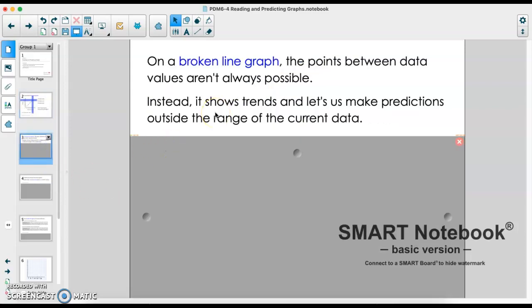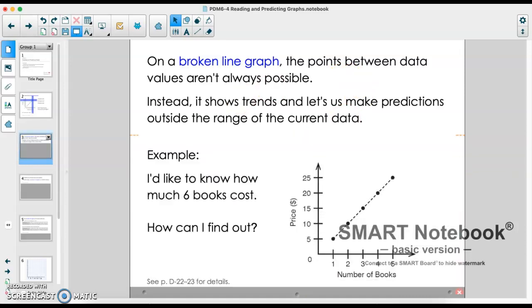Now, on a broken line graph, the points between data values aren't always possible. In other words, it sometimes means that it is a discrete value. On the last chart, it's not possible to have part of a book. You're not going to be able to buy half a book. But what it does do is show us trends and allow us to make predictions outside the range of current data.